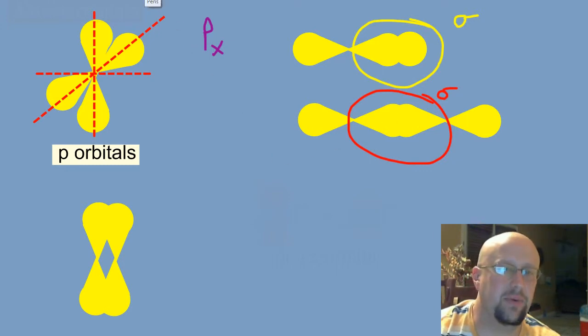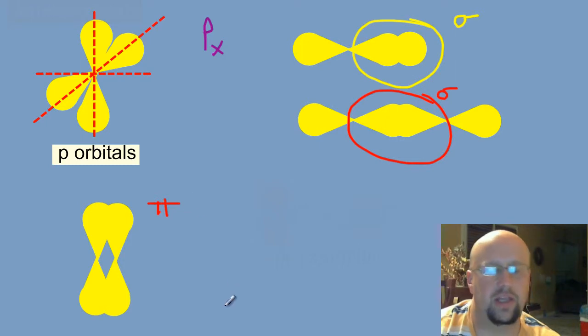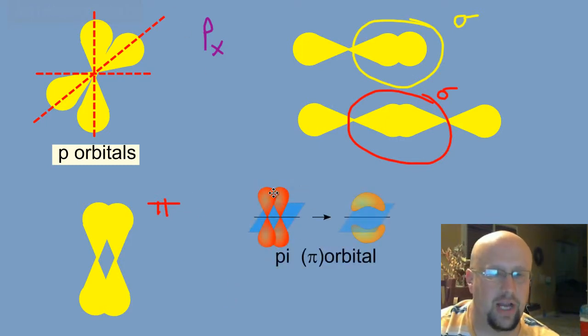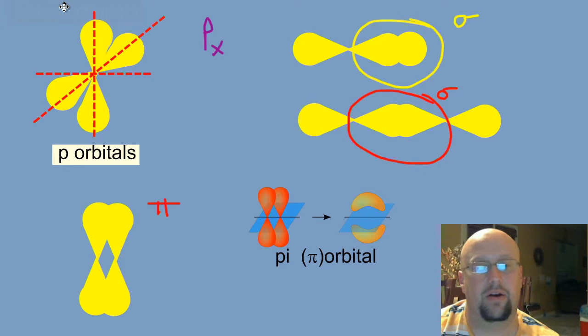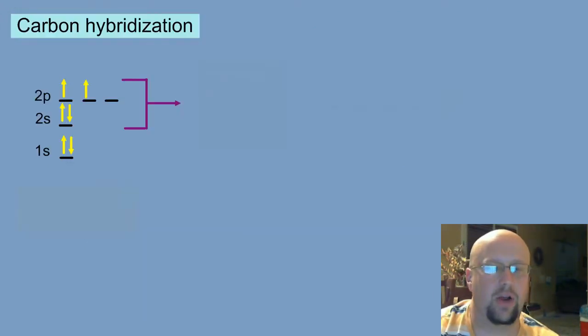Well, in that case, we would get what we call pi orbitals, okay, just like the letter you learned in math class, and they look kind of like this little guy here. If we overlap them side to side, we're going to get pi orbitals, and that's going to help us in double bonding. Typically speaking, sigma orbitals are often what happens in single bonding. Okay? So, all of that just to lead us into a little bit about why carbon bonds the way it does.